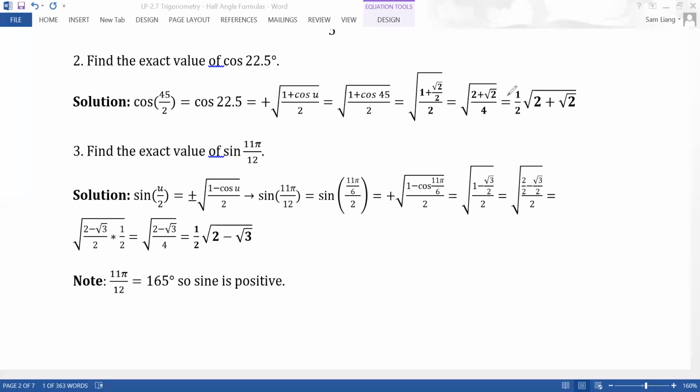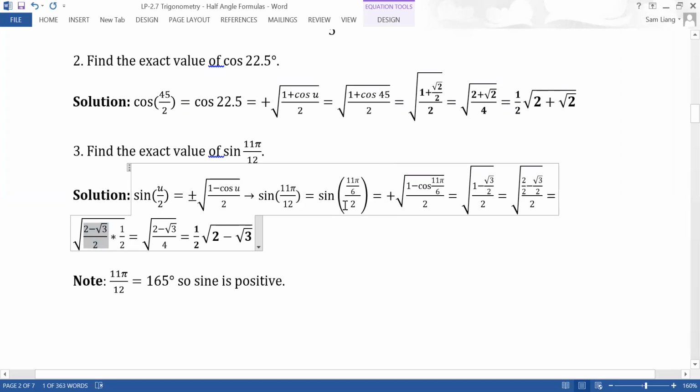The denominator stays the same. Then 1 equals 2 over 2. So this is 2 over 2 minus root 3 over 2, which is what you get here if you simplify: 2 minus root 3 over 2. And then multiply that by the reciprocal of 2, which is 1/2. Then simplify the denominator, you get just 2. So your final answer is going to be 1/2 times the square root of 2 minus root 3.